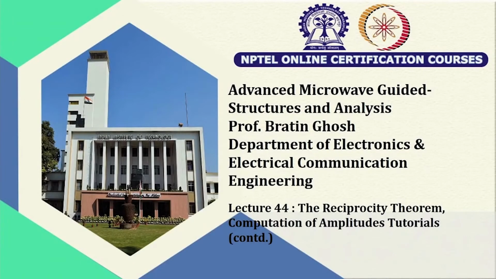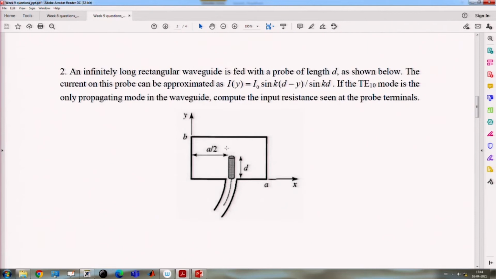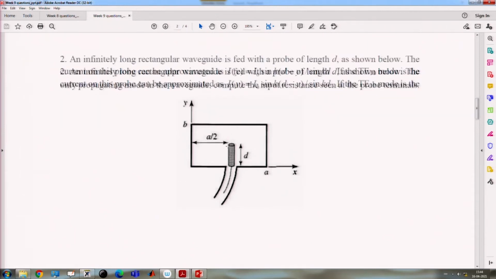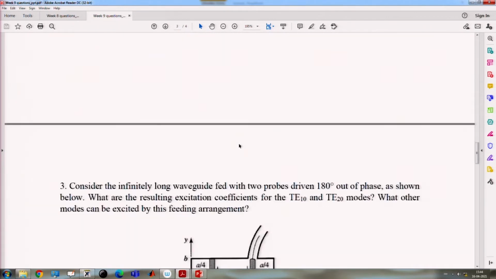Welcome to the next tutorial class. We are doing the calculation of amplitude in the rectangular waveguide in the forward and backward direction, and also calculating the input resistance. We have already completed this problem. Now, we can go to the next problem.